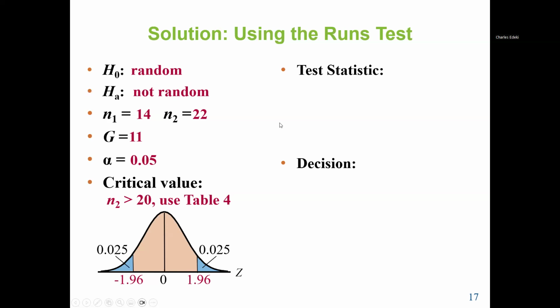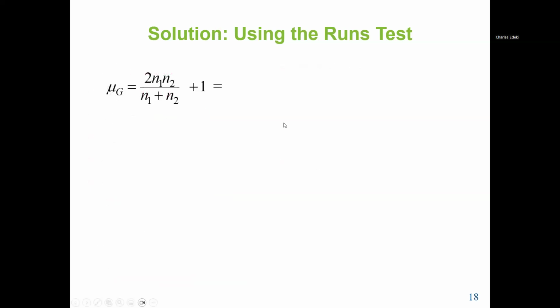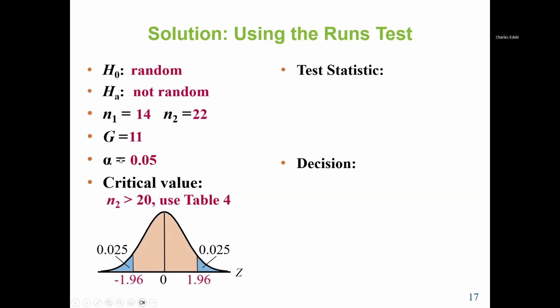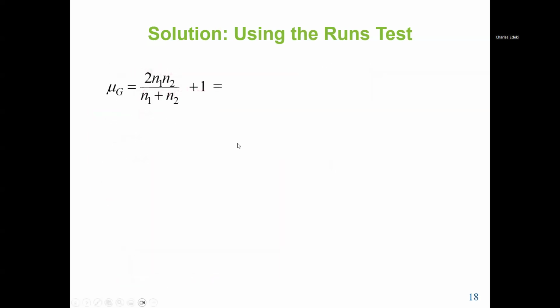Then we can find the test statistic. This time we have to use the formula since one of our Ns is greater than 20. Previously, if N1 is less than or equal to 20 and N2 is less than or equal to 20, then G will be our test statistic. But if N1 is greater than 20 or N2 is greater than 20, they don't have to both be. That's why previously we said we should be careful. So in this case, we have to use the formula.